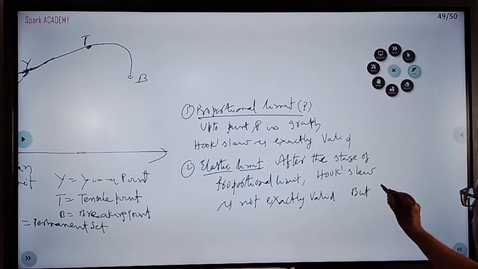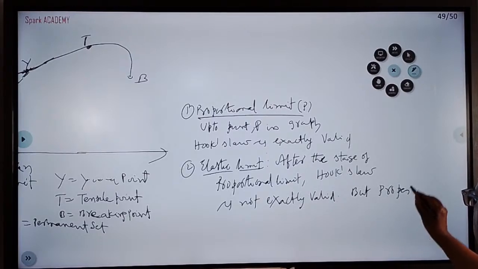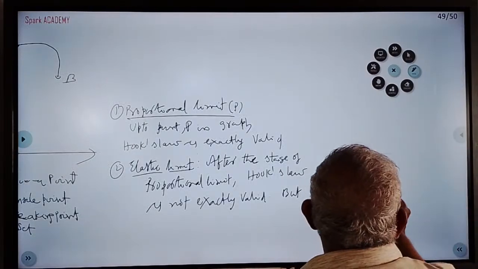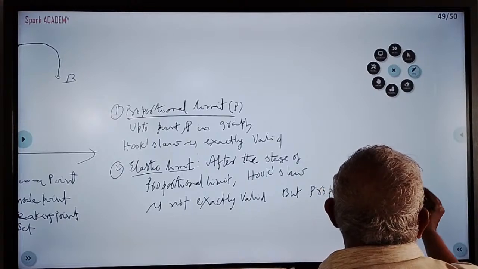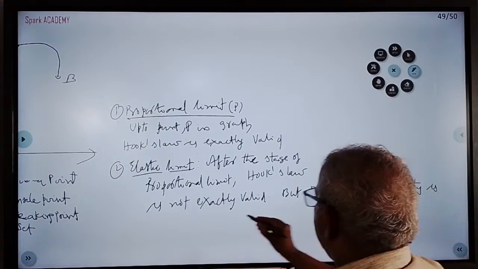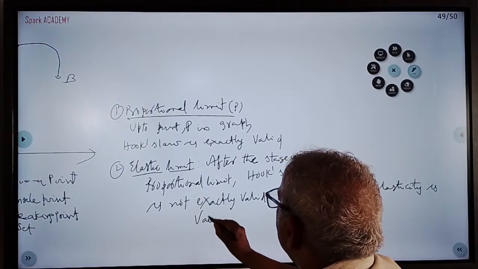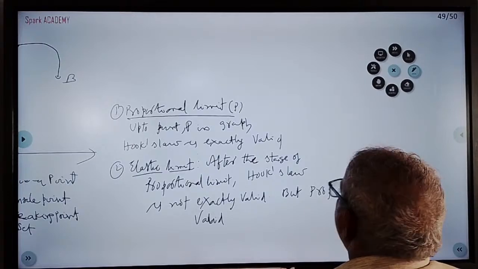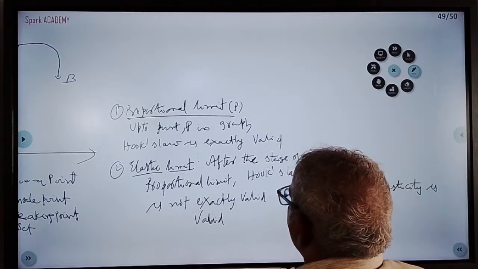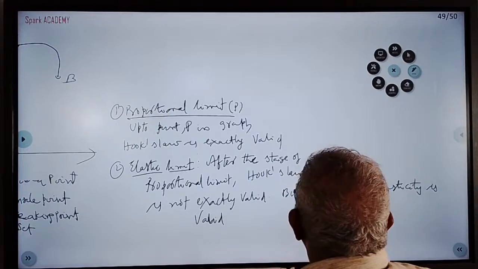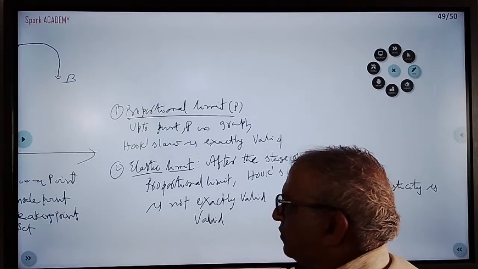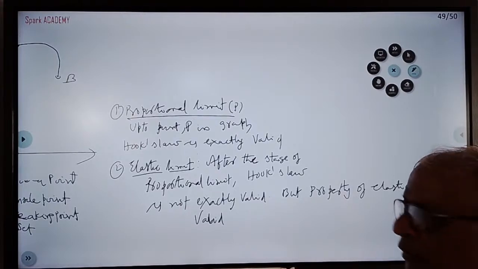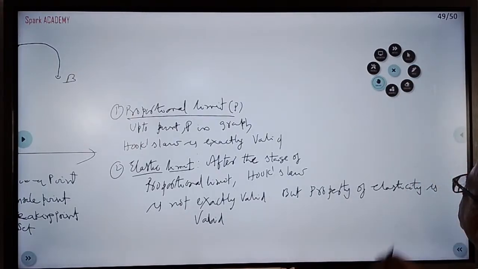The property of elasticity is valid under the elastic limit. Elastic limit means it gets back its original length here. That is called the elastic limit. After the proportional limit, Hooke's law is not exactly valid, but the property of elasticity is valid. The property of elasticity means it should get back its original length after removing the load. That is happening.